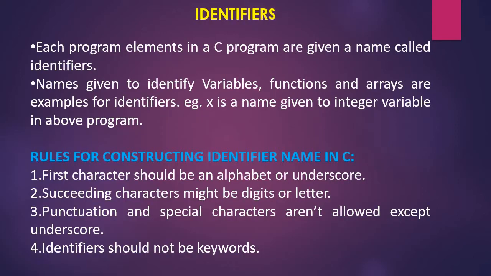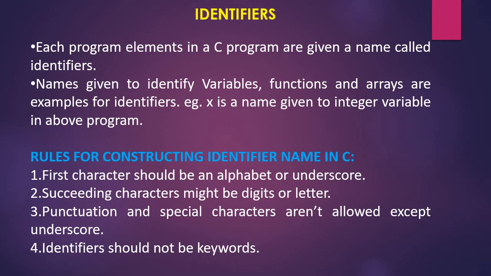First, I am going to explain identifiers. Each program element in a C program is given a name called an identifier. The identifier is the name given to variables, functions, and arrays. For example, x is a name given to an integer variable in the program.